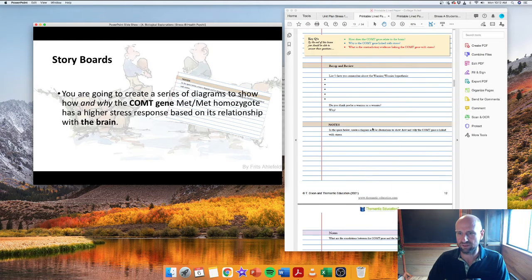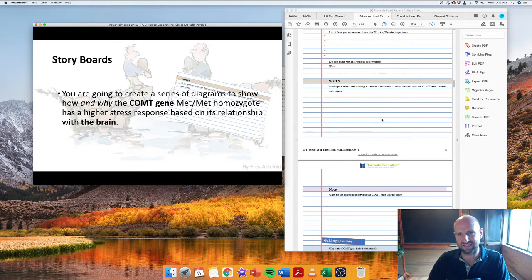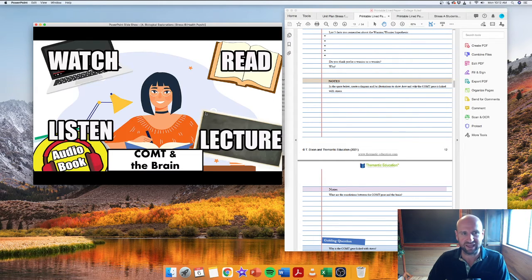Now, in the space here in the workbooks, can they show a diagram of how and why the COMT gene, so if you're a MET homozygote, you might have a higher stress response based on its effect with the brain. Just a basic activity here to try to get them something different, engage with the text in a different way. In order to find the information to draw this diagram, they can watch, read, listen, lecture.